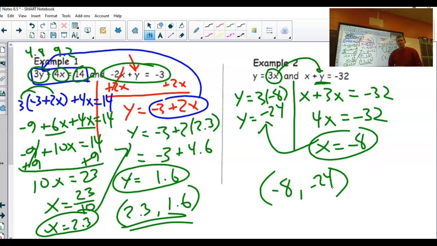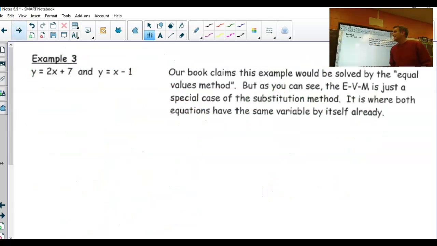We have just solved 2 of these by the substitution method. I hope you followed that. Let me show you a couple more things. First of all, this is an example of a problem that you might have done last night for homework. It's one that is actually, in my opinion, a special case where both equations have the y by itself.